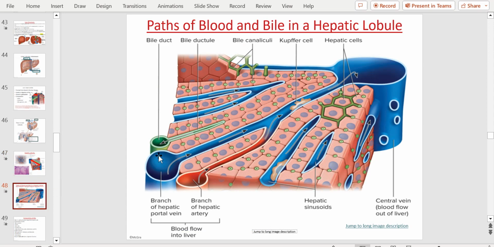Another shot of the same thing. There's your bile duct, and there's your branch of the hepatic artery. Food is coming up here for the whole point of being filtered and cleaned. And there's your central vein, blood flow out of the liver, so it's moving up this way here. Okay, good.